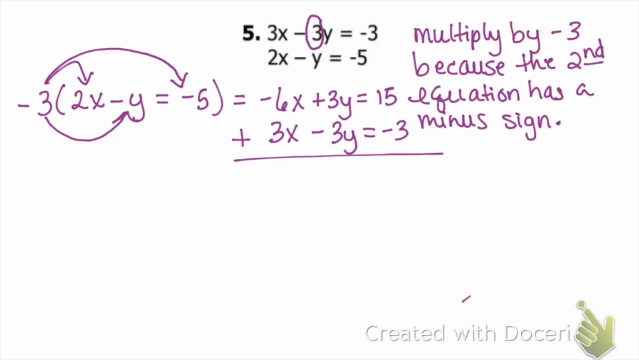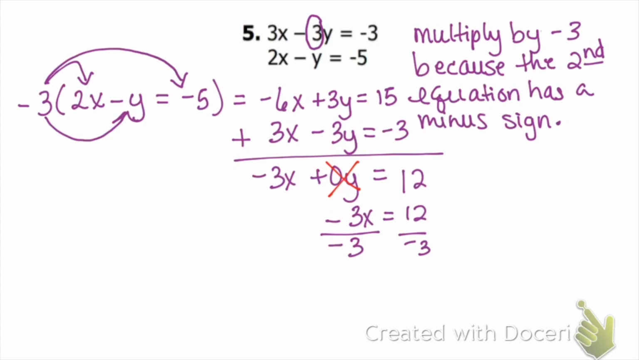So you can see the middle term is 3y, and then the bottom is a negative 3y, which will give us a canceled out y term. So we're left with negative 3x equals 12. And divide by negative 3, and you get x equals negative 4. So now we're going to substitute that back into either equation. I just picked the bottom equation.